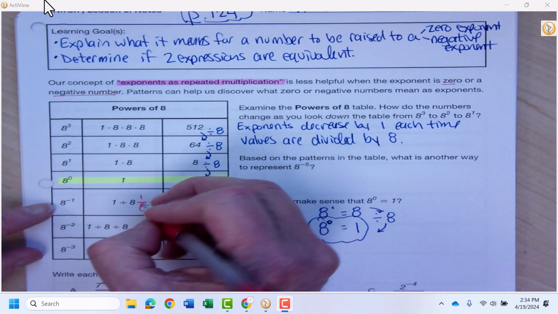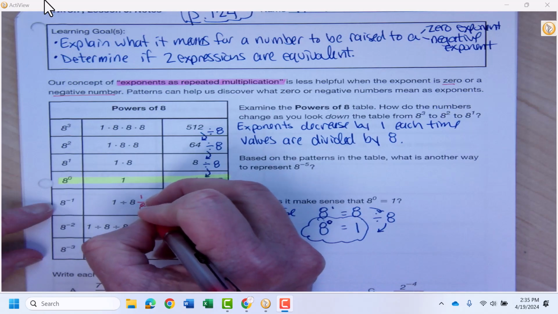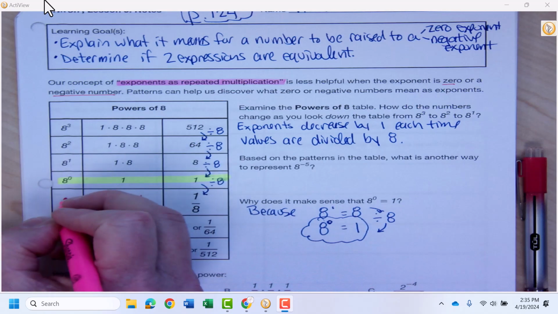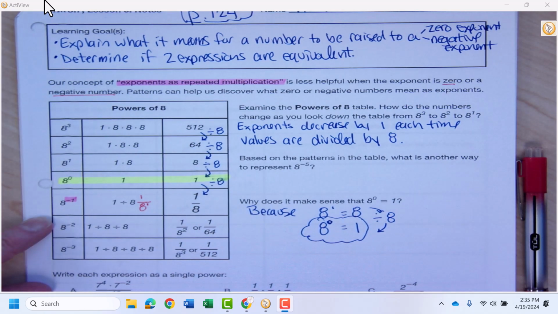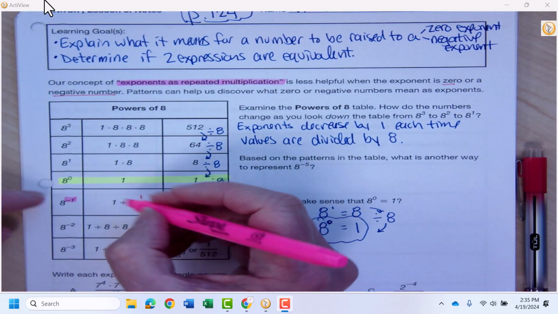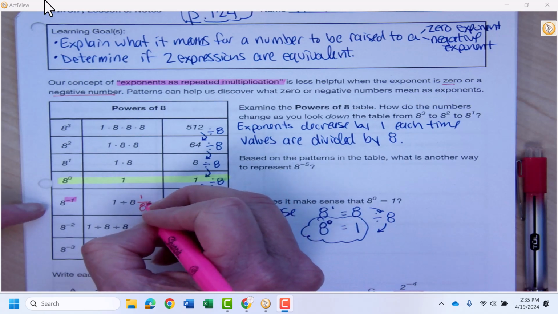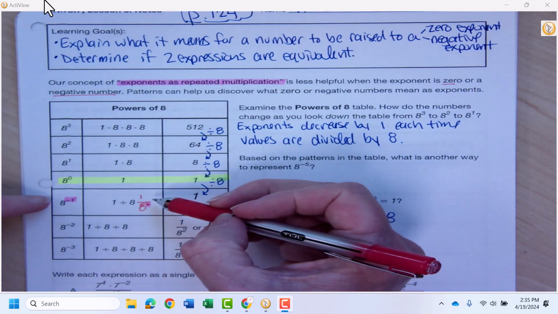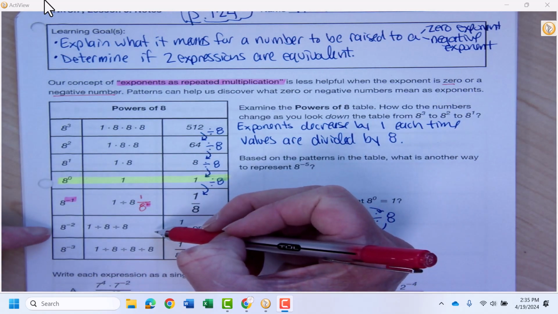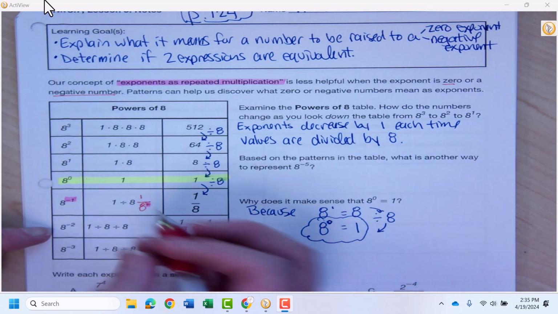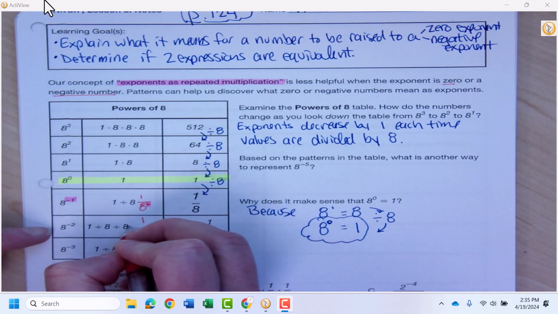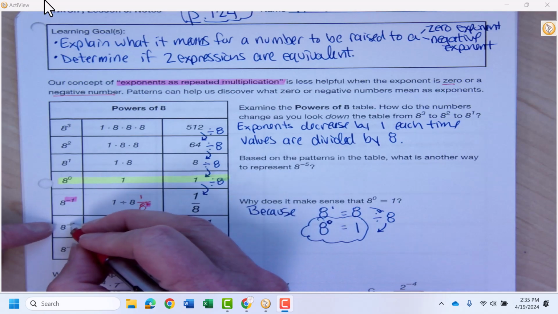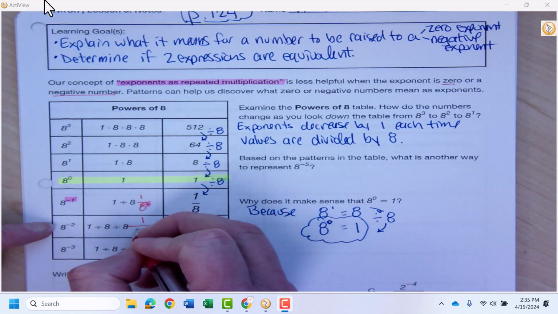Now, just for right now, I'm going to write 8 to the 1st power because I want to make a connection between this negative exponent and it becoming positive when I put that base in the denominator. Let me come down one more row. 8 to the negative 2nd power, I can show this with repeated multiplication. It's just that these two powers of 8 are going to appear in the denominator.